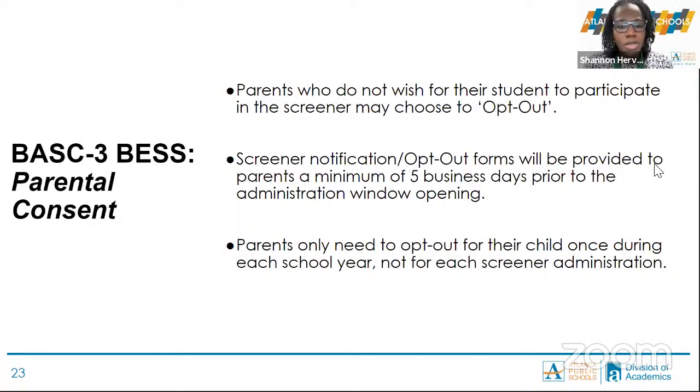Any parent of a student ages 8 to 18 who did not wish for their child to take the student self-assessment portion of the BASS-3 BESS was invited to return the opt-out form to their child's school. Parents only need to opt out of the screener once during each school year. Next slide.